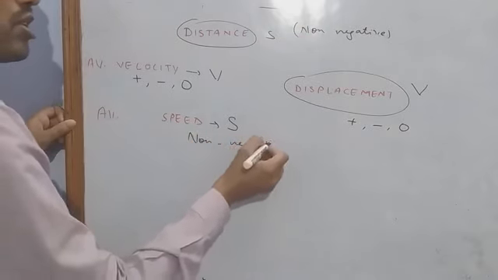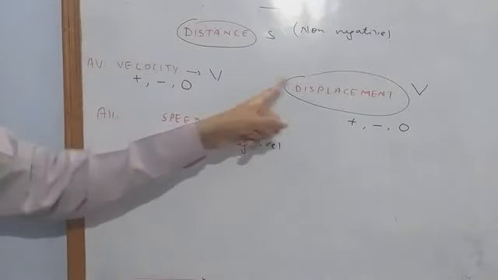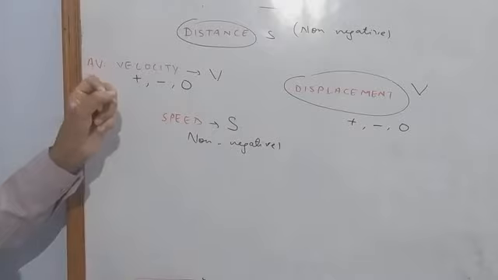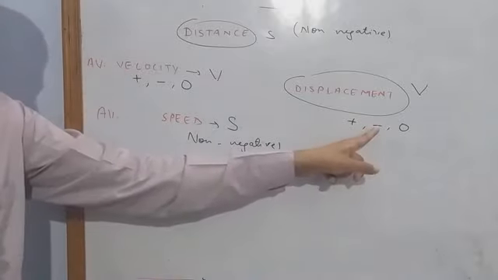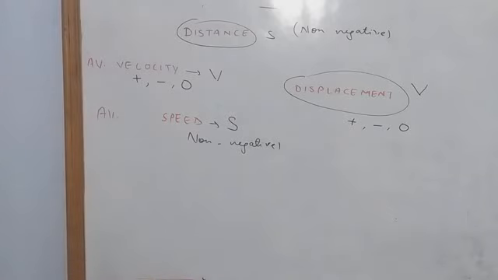These things you must remember. Whenever you are finding in a question about displacement or about average velocity, they can have a minus sign. No problem in that. That minus will simply indicate direction.